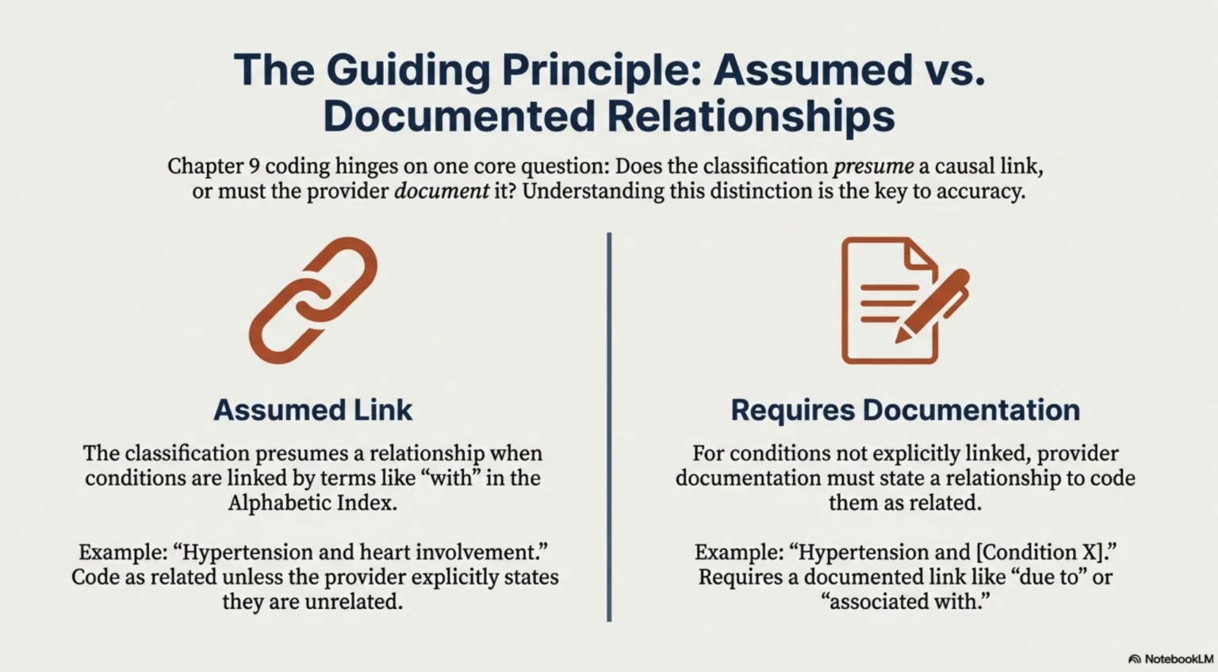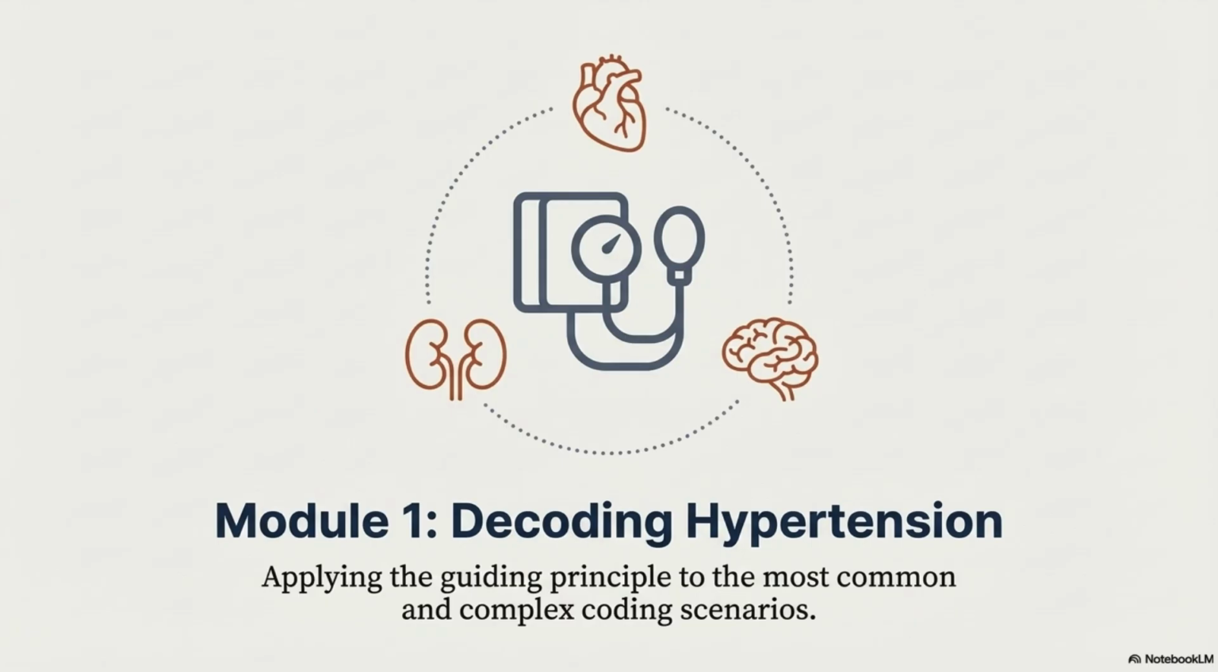If the index does not link the conditions, you need explicit documentation, terms like "due to," "associated with," or "secondary to." Example: hypertension due to hyperthyroidism. This condition is not linked in the index. You need the provider to state the relationship. Now, let's break down the core hypertensive relationships and how ICD-10-CM expects us to code them.